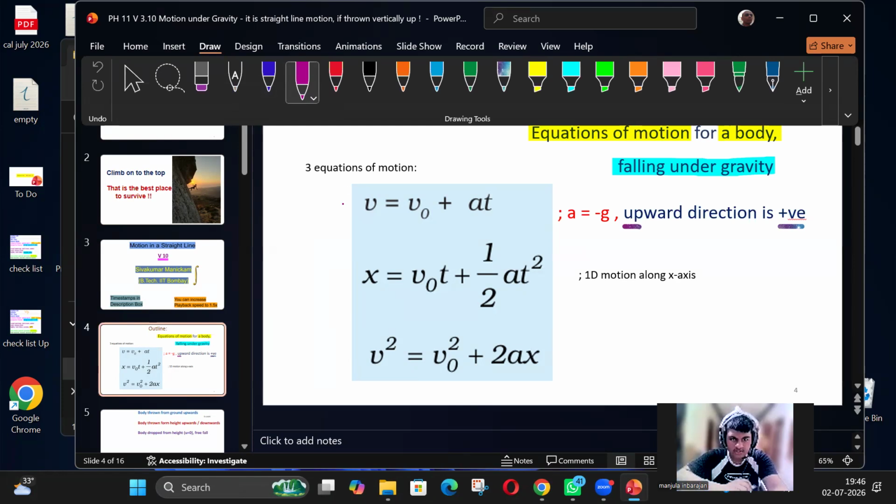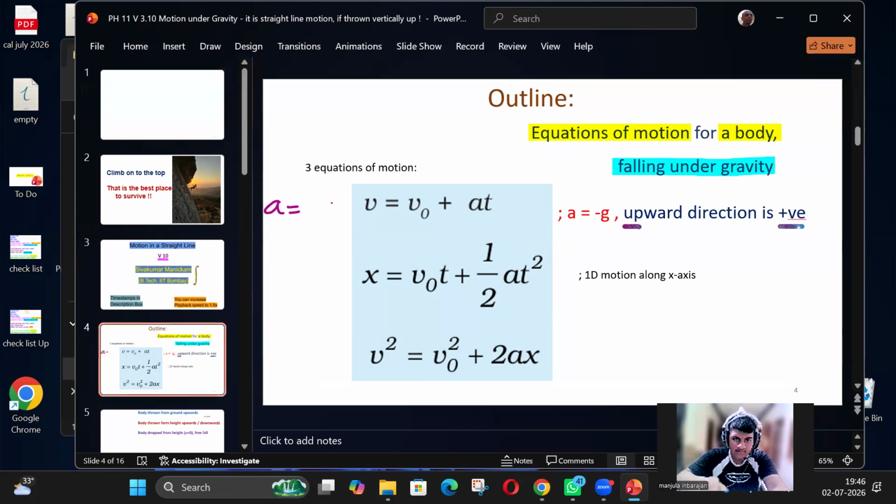How do you get the first equation? Acceleration is equal to v minus u by t. Acceleration is the change in velocity, which is v minus the initial velocity, v naught, divided by the amount of time taken. So that will give me this one. Okay. What about this second equation?